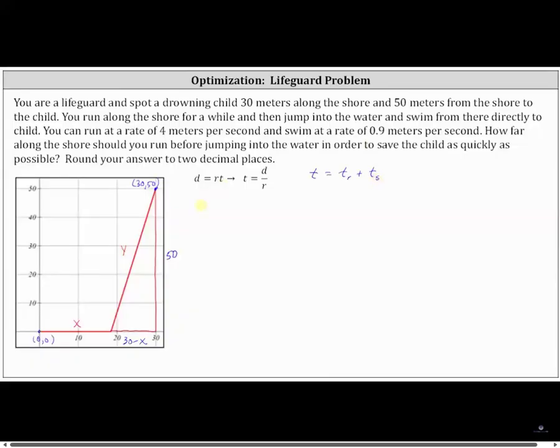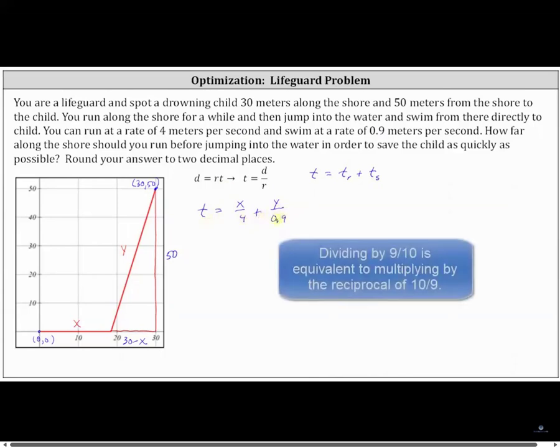And now using the graph, let's go ahead and set this up. The total time t is equal to the run time. Well, the run time is equal to the run distance divided by the run rate, which is equal to x meters divided by 4 meters per second, giving us x divided by 4. And then plus the swim time is equal to y meters divided by the rate of 0.9 meters per second, which gives us y divided by 0.9. From here, we need to write t as a function of just one variable. We will write t in terms of x. Before we do this, though, notice how dividing by 9/10 is equivalent to multiplying by 10/9. So let's write this as t equals 1/4 x plus 10/9 y.